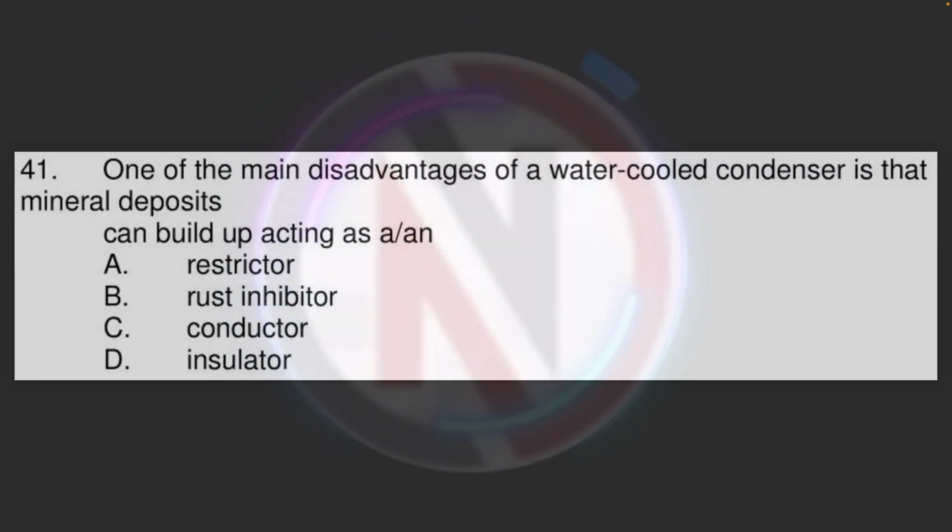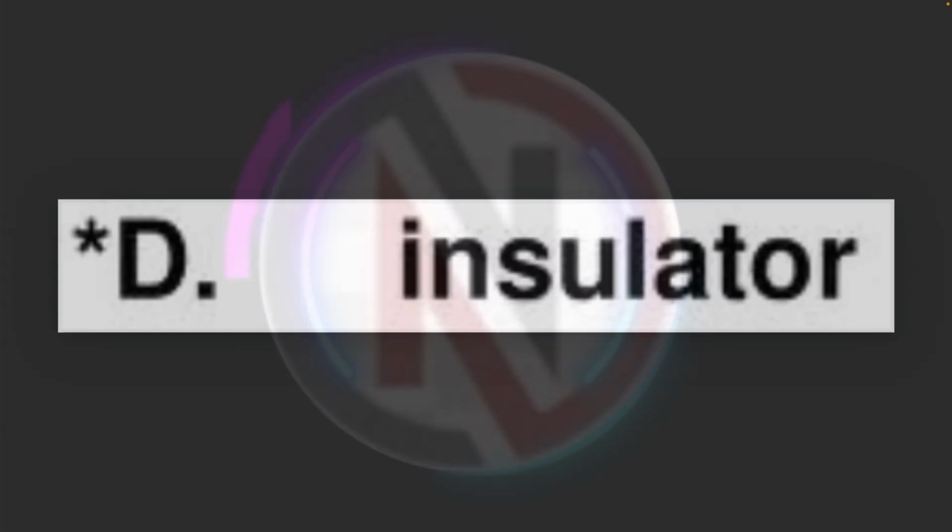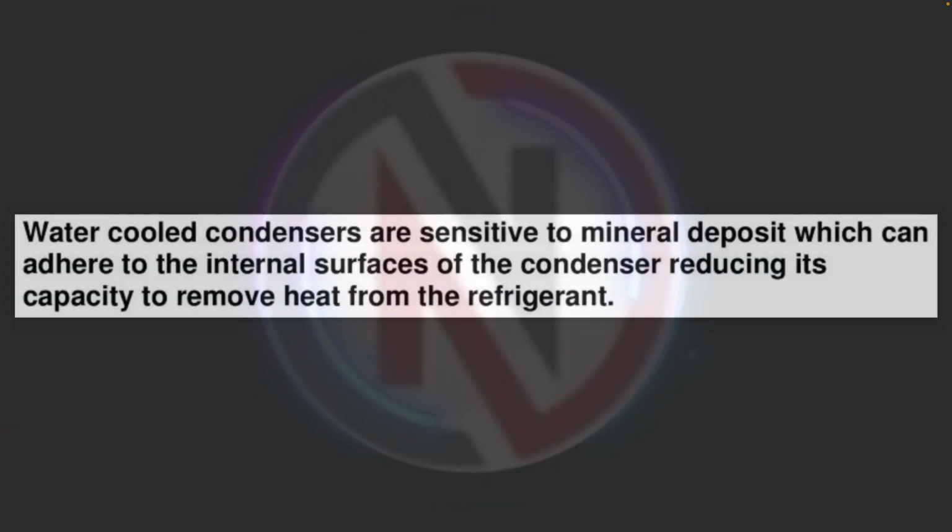41. One of the main disadvantages of a water-cooled condenser is that mineral deposits can build up, acting as an: A. Restrictor. B. Rust inhibitor. C. Conductor. D. Insulator. D. Insulator. Water-cooled condensers are sensitive to mineral deposit, which can adhere to the internal surfaces of the condenser, reducing its capacity to remove heat from the refrigerant.